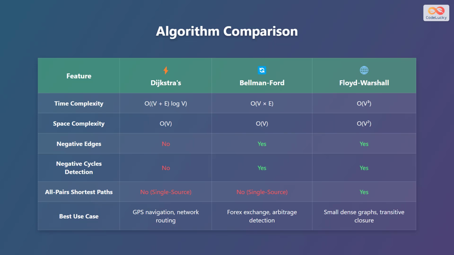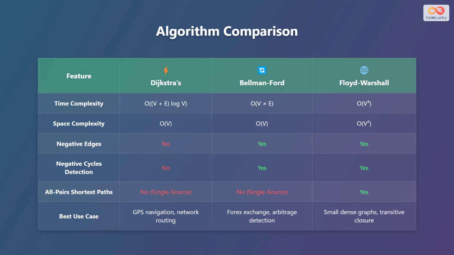To summarize, let's compare the three algorithms we've discussed. Dijkstra's algorithm has a time complexity of O((V plus E) log V), and a space complexity of O(V), but it cannot handle negative edges or detect negative cycles. Bellman-Ford has a time complexity of O(V times E), and a space complexity of O(V), and it can handle negative edges and detect negative cycles. Floyd-Warshall has a time complexity of O(V cubed) and a space complexity of O(V squared), and it can handle negative edges, detect negative cycles, and finds all pairs' shortest paths.